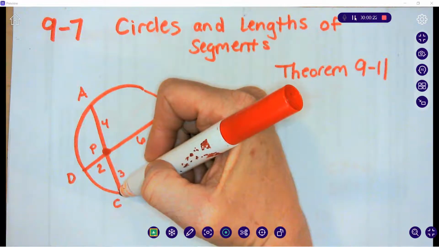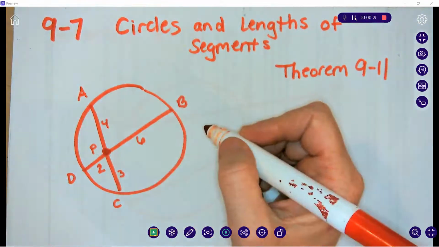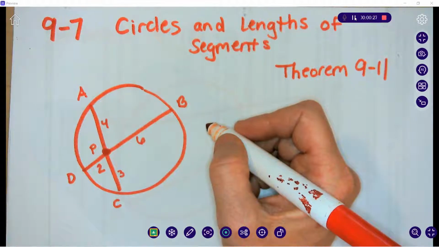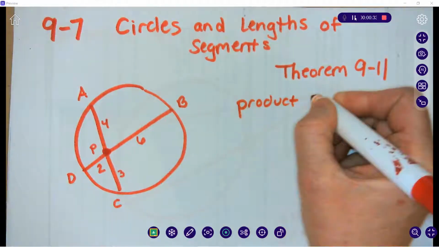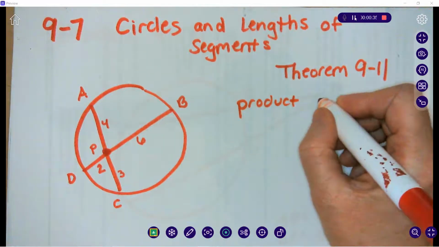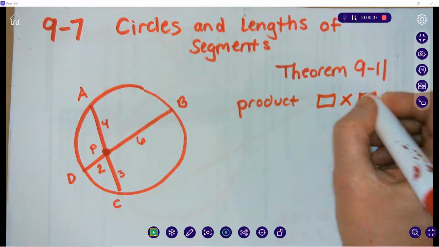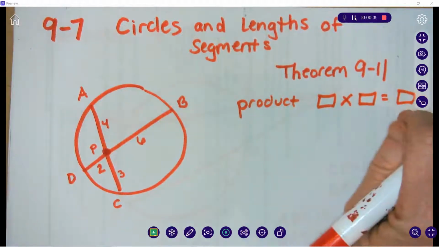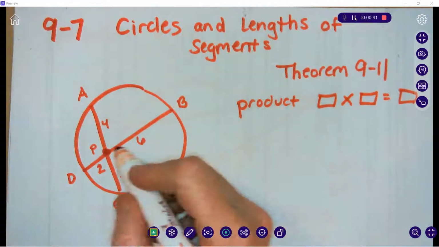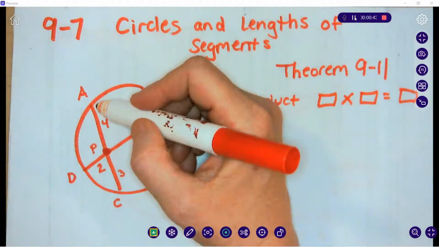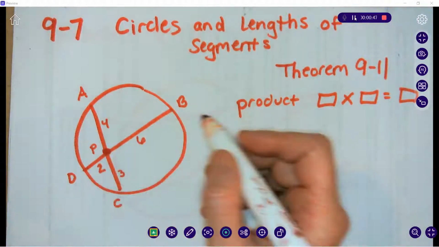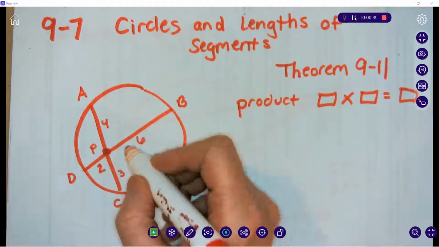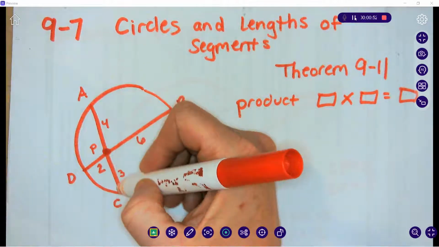It says when they intersect, then the product of the segments of one chord equals the product of the segments of the other chord. Well, first you need to know that product means when two things are multiplied by each other. So that answer would be the product. So they're saying that if we take DB and it intersects AC, then these two pieces of DB multiplied together should equal these two pieces of the other chord.